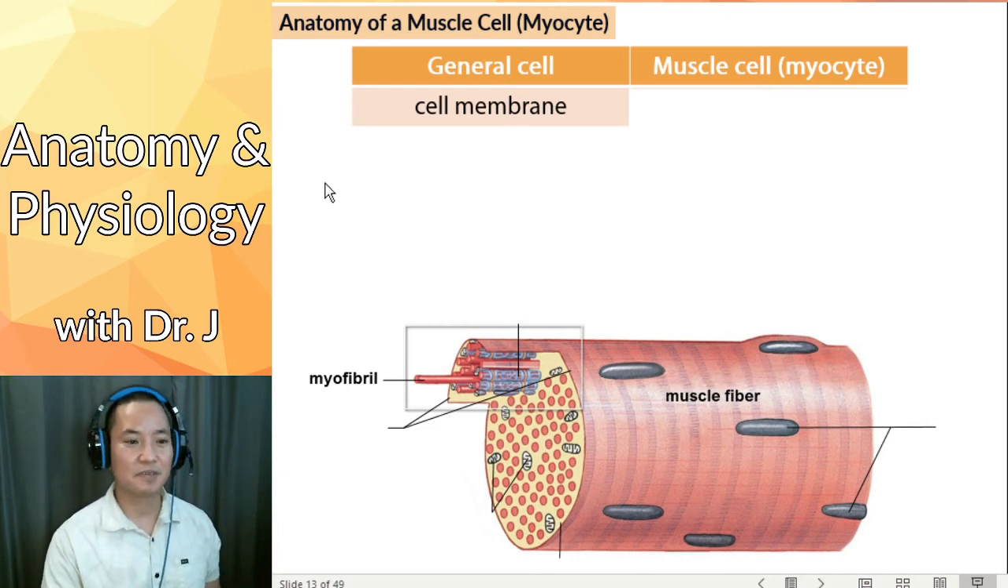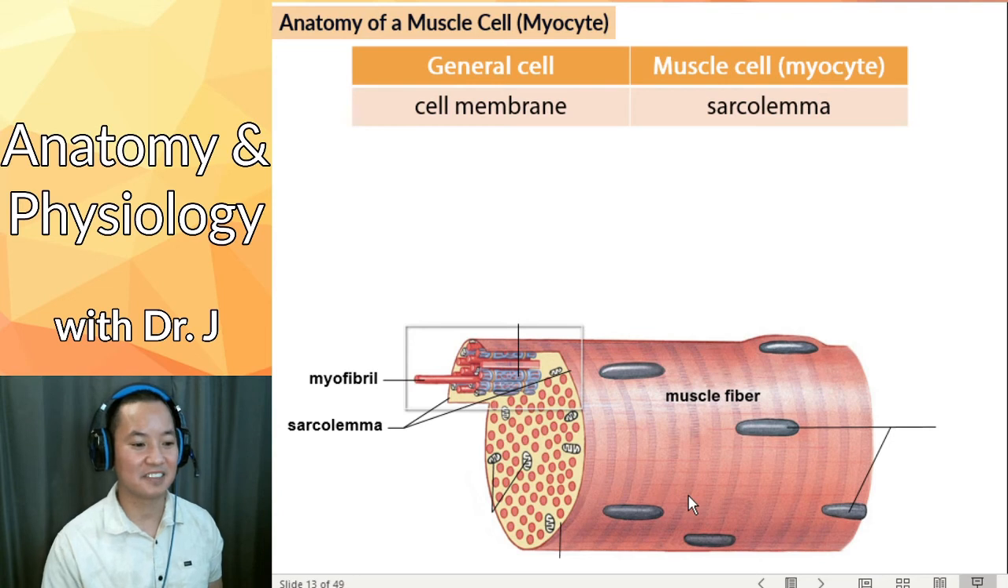So the cell membrane, we know the plasma membrane surrounds each cell, but in muscle cells, there's a special term for it called the sarcolemma. If you see this for the first time, you might wonder, wait, what's the lemma? It's just a fancy name for the cell membrane of a muscle cell. So when you hear that term sarcolemma, it's just referring to the plasma membrane of a muscle cell.